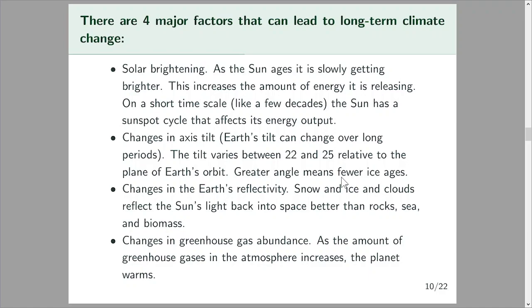And finally, changes in greenhouse gas abundance. This is where humans come in. We are making significant changes in the amount of greenhouse gas on the planet. And so that can affect the surface temperatures.